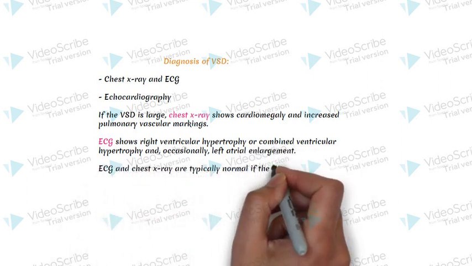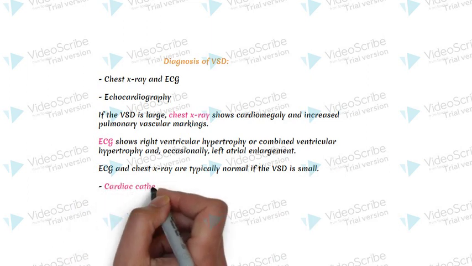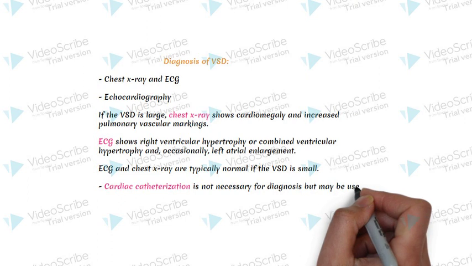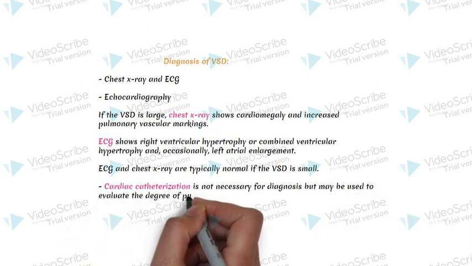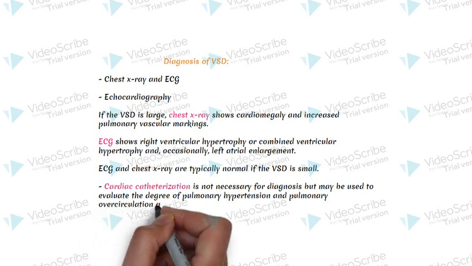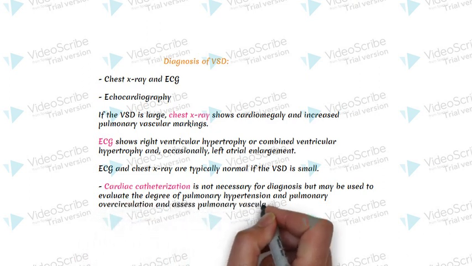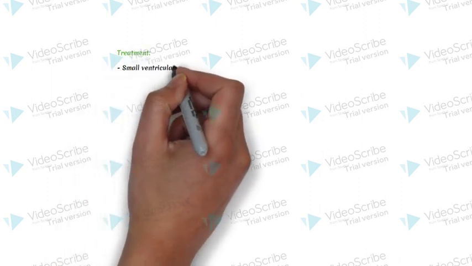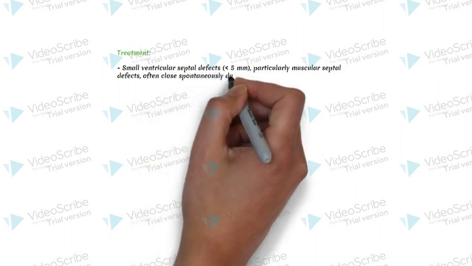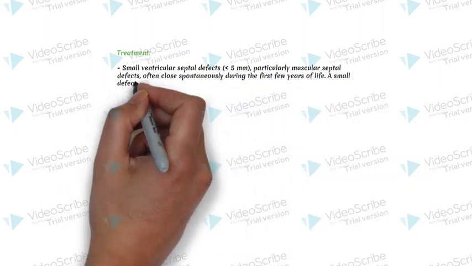If it is a large defect, you can see on ECG hypertrophy of chambers, right ventricular chamber, and also sometimes left ventricular hypertrophy. On echocardiography, you can check characteristics of the defect, like you can determine size, degree, severity of the defect.